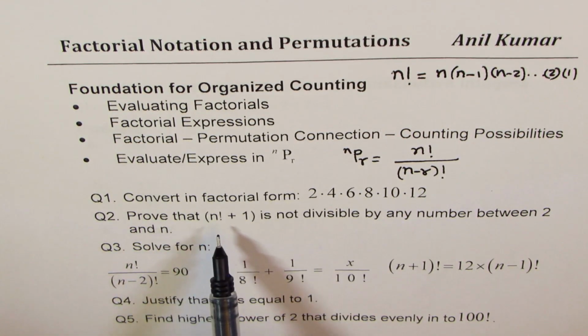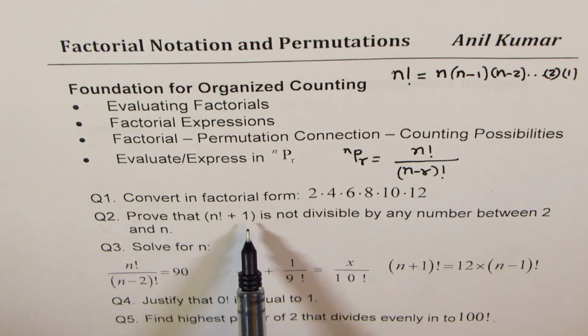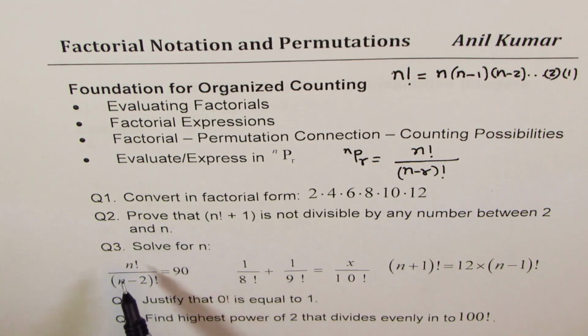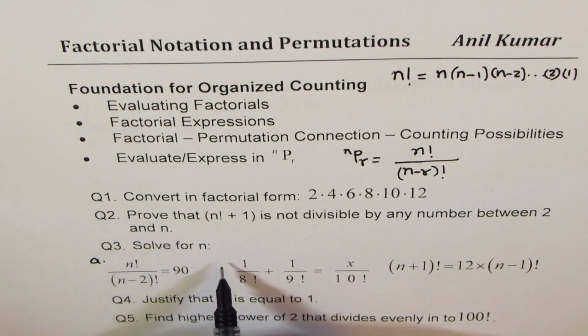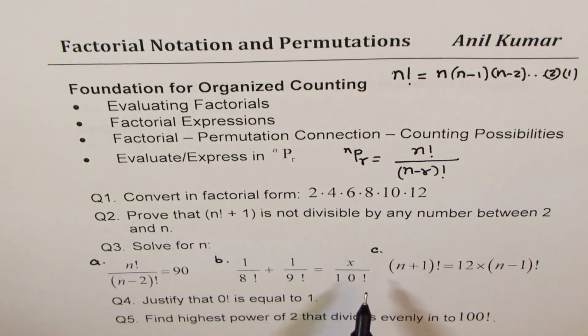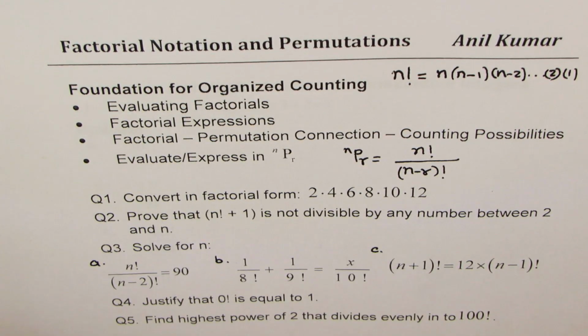Question number 2 here is, prove that n factorial plus 1 is not divisible by any number between 2 and n. Excellent question. Question number 3, solve for n. We have 3 different equations here, and you need to solve for n. That will give you a command on using factorial notation. Question number 4 is, justify that 0 factorial is equal to 1. And question number 5 is one of the most difficult: find the highest power of 2 that divides evenly into 100 factorial. So these are the 5 questions which we are going to discuss at the end.